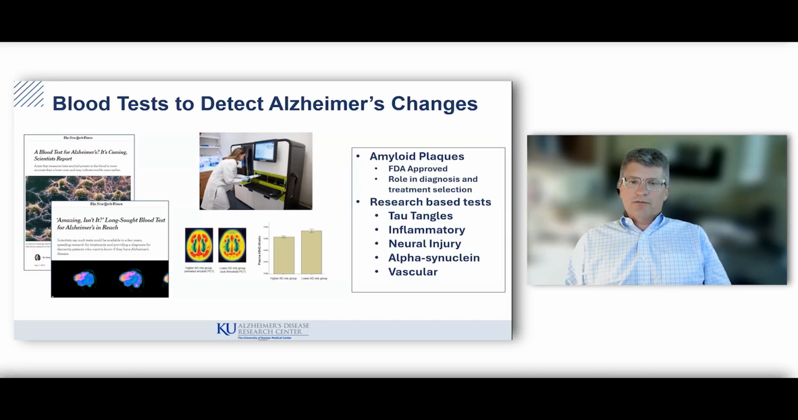And we have ongoing research that's really moving quickly in terms of assessing tau tangles, inflammation, neural injury, alpha-synuclein, vascular measures. But what we don't have is those direct measures of neurodegeneration. Probably the closest thing is NFL measures, neurofilament light, which does reflect on some level neural injury in a very nonspecific way.